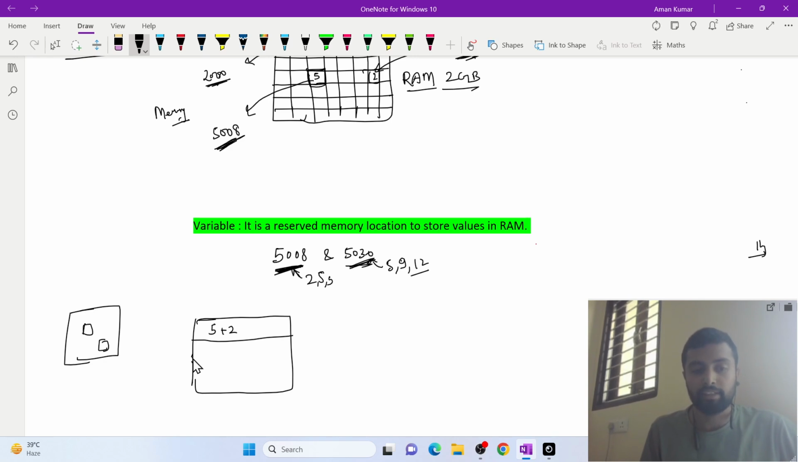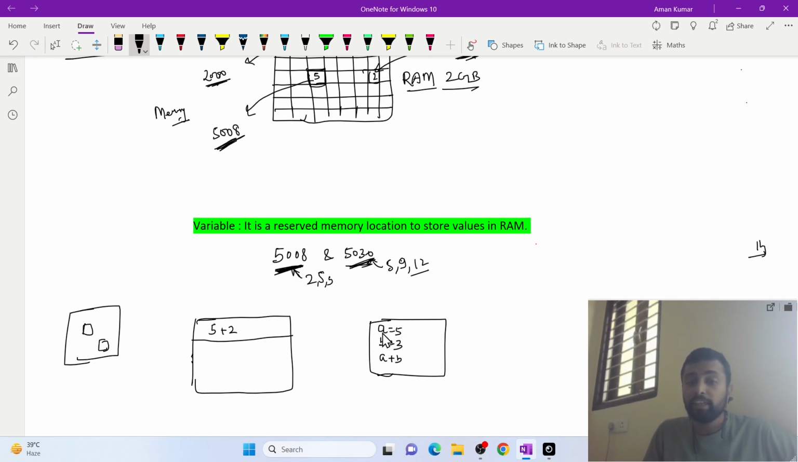Let's say you write a second program. Let's say you write a equal to 5 and b equal to 3, and then you write a plus b. Why are you writing it like this? Because here you are creating variables. Let's say you write a equal to 5 and b equal to 3. Guess what will happen in the memory?